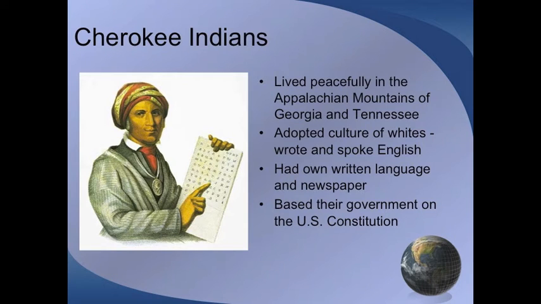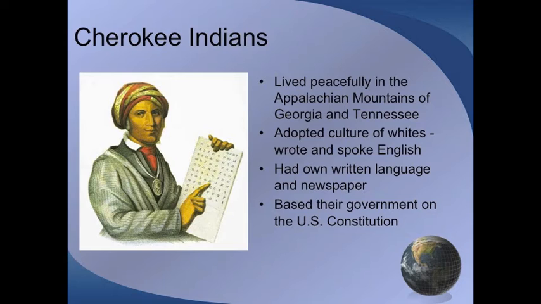Now, who were the Native American tribes that were set to be moved? The most prominent of all of them were the Cherokee. Now, the Cherokee were essentially civilized. They lived peacefully in the Appalachian Mountains of Georgia and Tennessee. They adopted white culture. They spoke English.